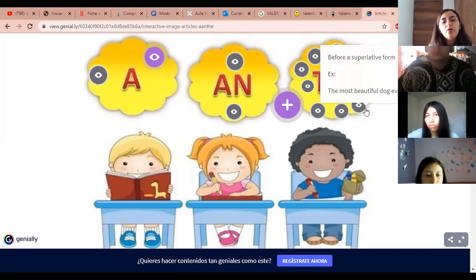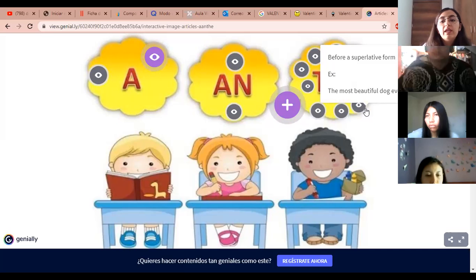So also, if you haven't noticed, just before you start a superlative form, you're going to use this article. Remember that in unit number 7, we were remembering a little bit of comparative and superlative forms. And especially with superlatives, we're going to use the article the. For example, when you were saying, this is the most beautiful dog I've ever seen.